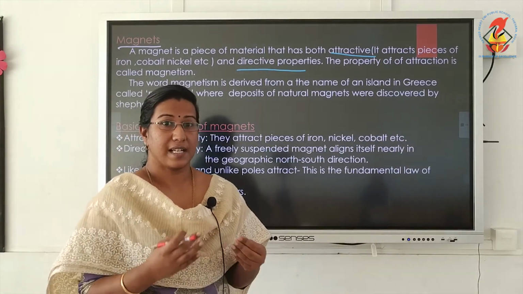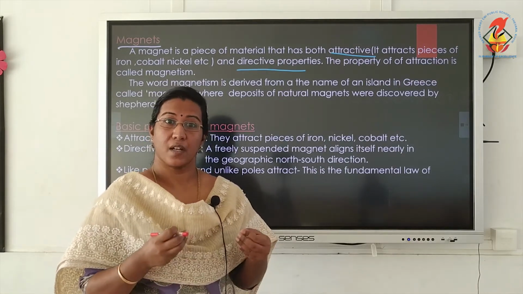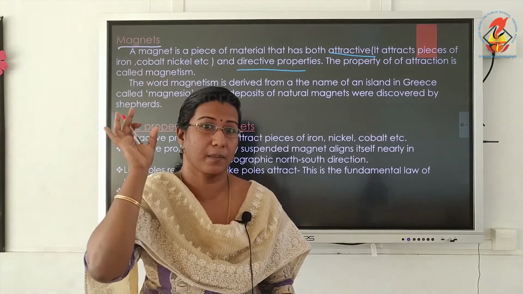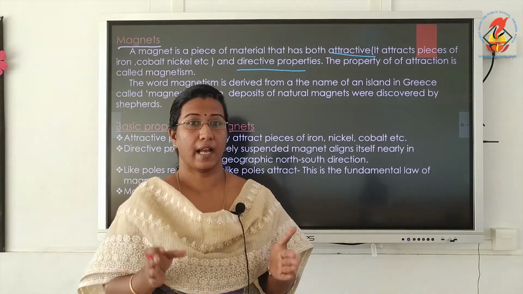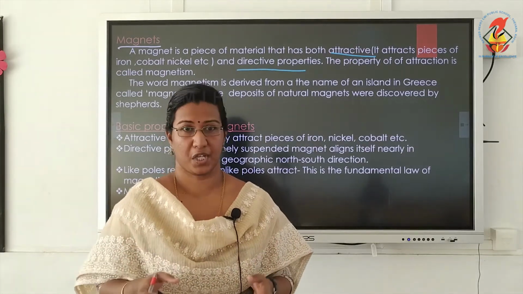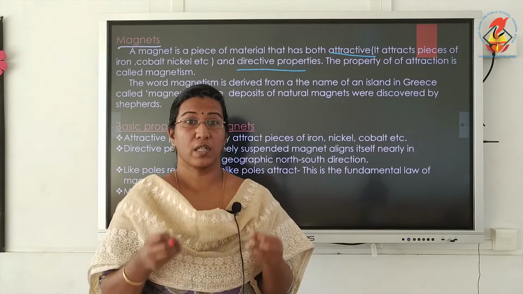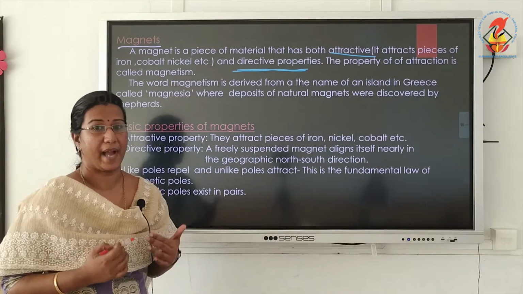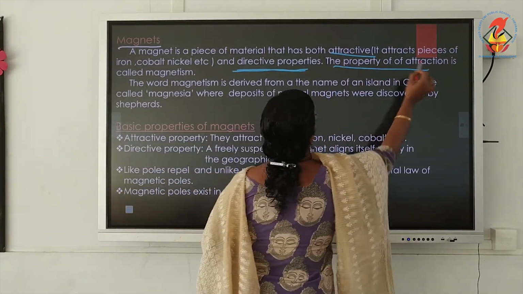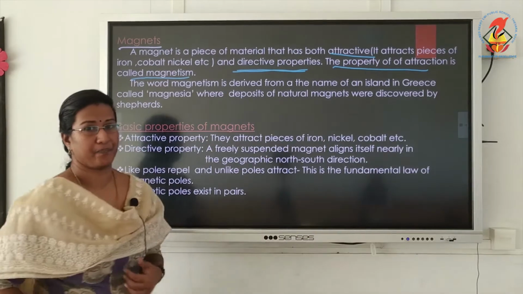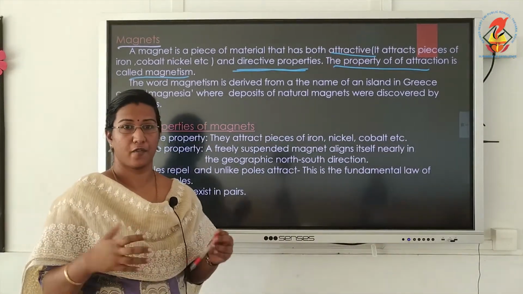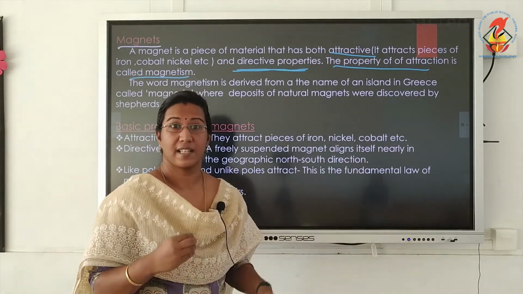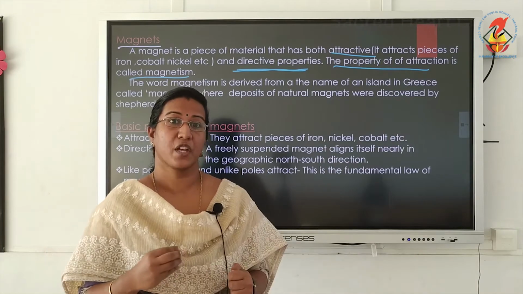It attracts materials like cobalt, nickel, etc. And also, if you are suspending a magnet freely and rotating it, definitely at the end it will align in the geographical north-south direction. So a piece of material which has both attractive as well as directive property is what we call a magnet. The property of attraction is what we call magnetism. The word magnet is coined from an island in Greece known as Magnesia, where the first naturally occurring magnet was discovered by the shepherds.